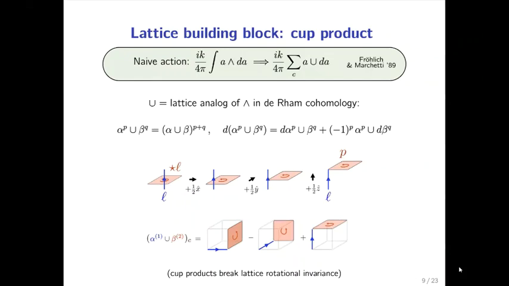So I just want to point out that these cup products break even lattice rotational invariance, because we choose a particular direction to translate these dual plaquettes. In principle, I could take a different convention, and this is morally equivalent to a choice of framing in the continuum.